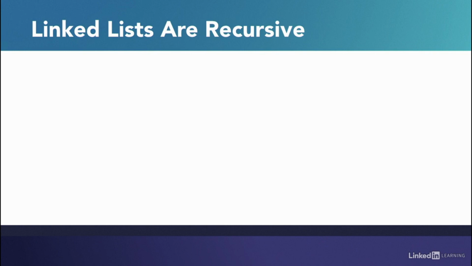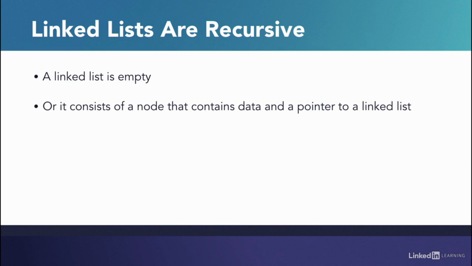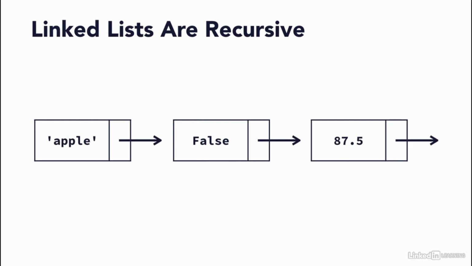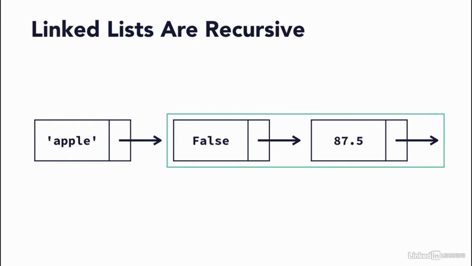Linked lists have a unique property about them, and that is that they are also recursive data structures. A linked list is either empty or it's a node that contains a data item and a pointer to a linked list. In this example, you can see how the node on the far left is actually pointing to an entire other linked list. Likewise, the node in the middle is itself pointing to a node that then points to another linked list.